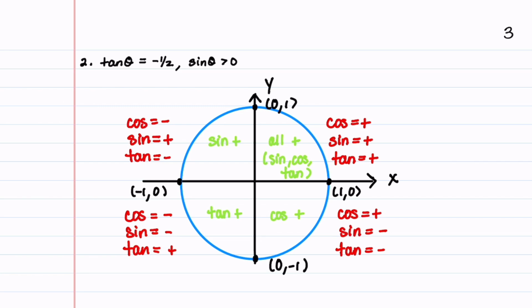In our second example, tangent theta is minus 1/2 and sine theta is greater than 0. This example is different than our first one because in this example we need to determine the quadrant where theta is located. Since tangent theta is negative and sine theta is positive, theta is going to be located in the second quadrant.